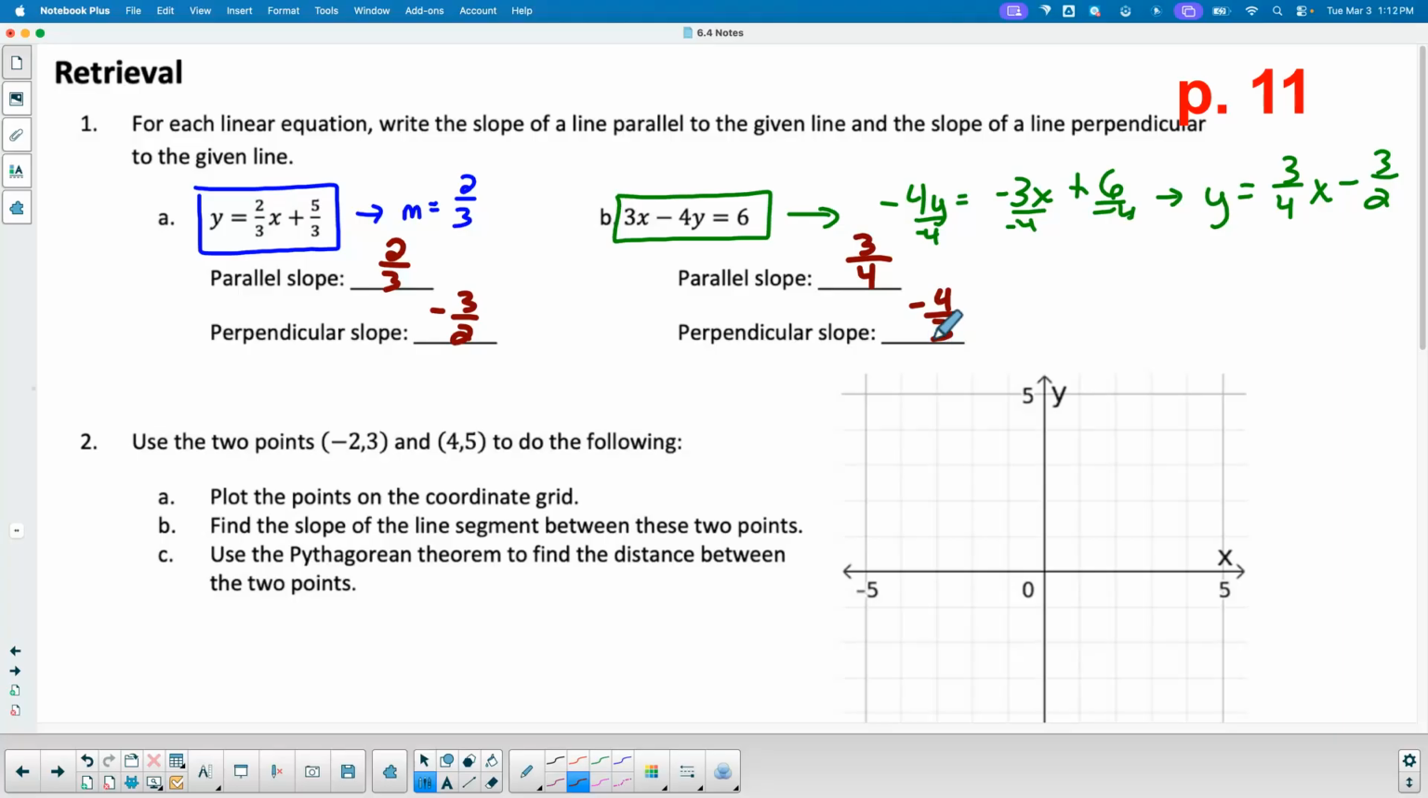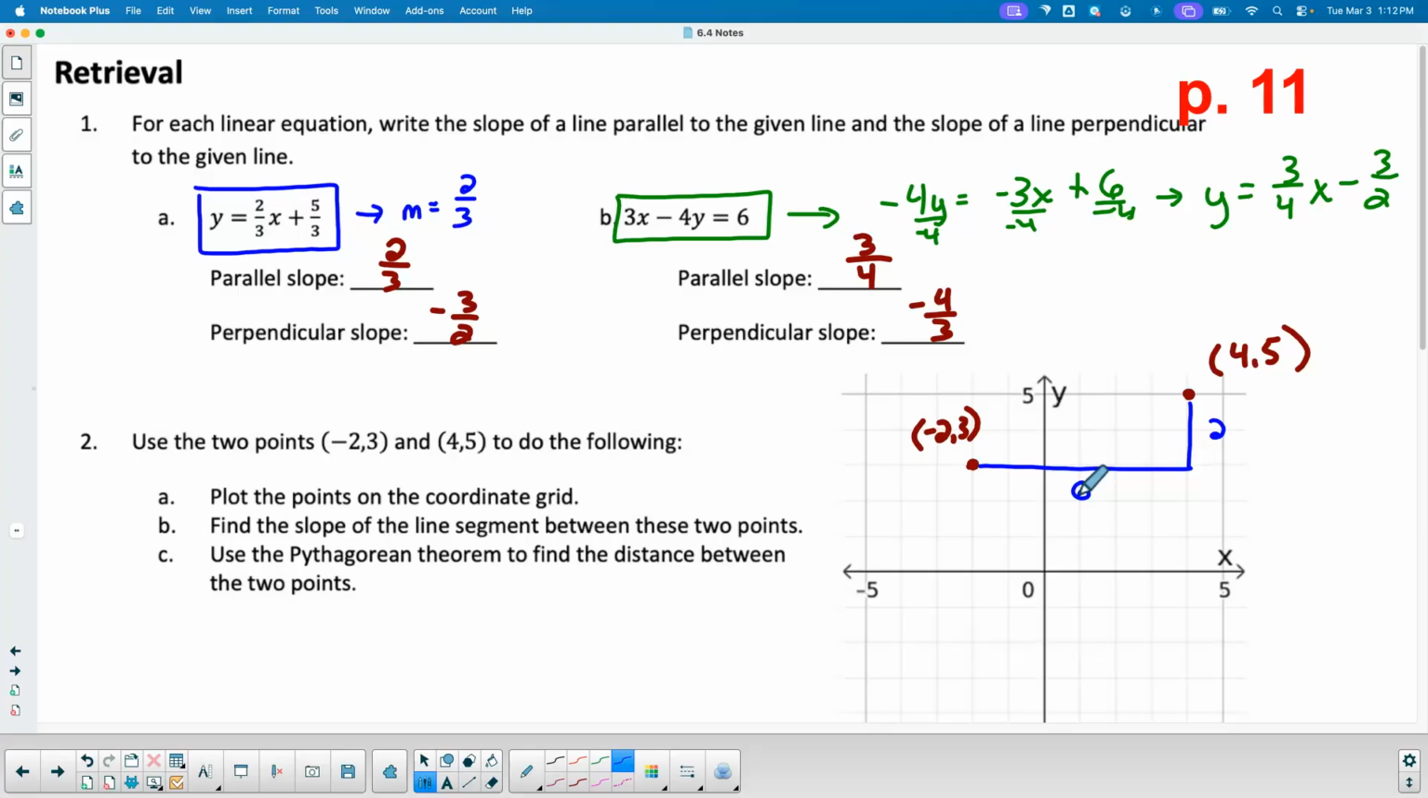Okay. Use the 2 points -2, 3. That would be right here. That's point -2, 3, and the point 4, 5. Be right there. Okay. So we are going to plot those points on the grid. Boom, done. Second thing, we're going to find the slope between those two. Well, how much did we rise? 2. How much did we run? 6. So what's the slope then? 1/3.